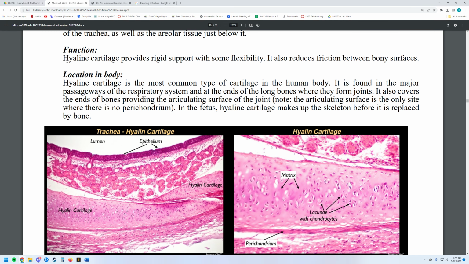Holy cow, we're getting big words here. Hyaline cartilage provides rigid support with some flexibility. It also reduces friction between bony surfaces. Thank you.